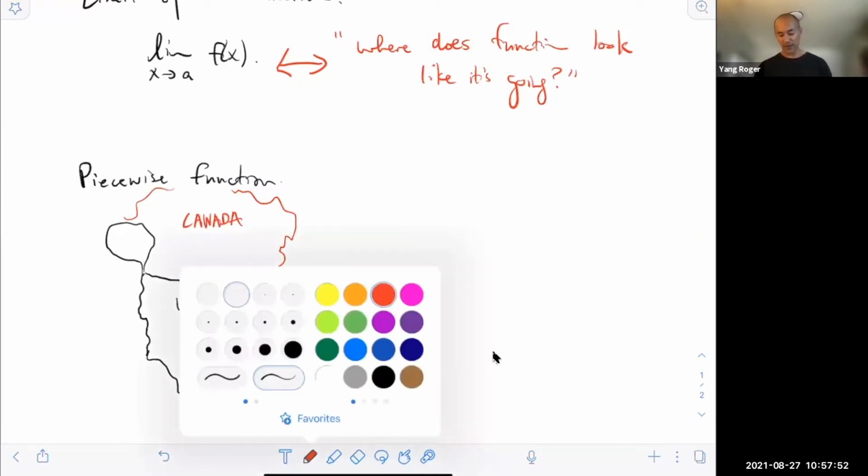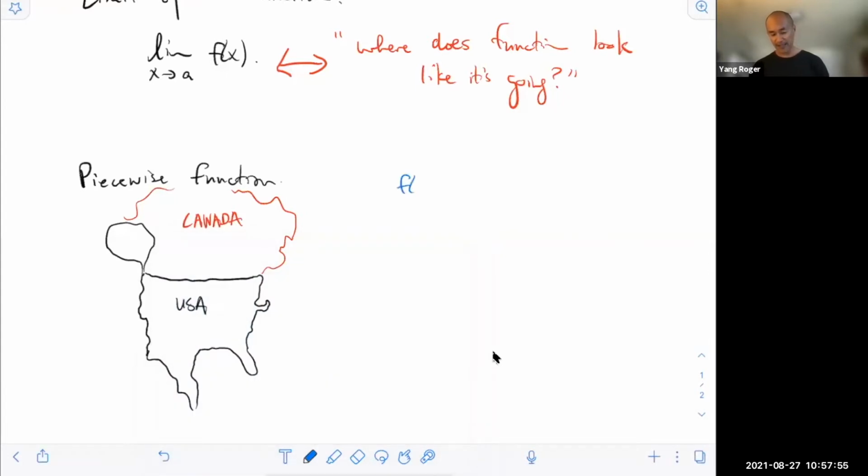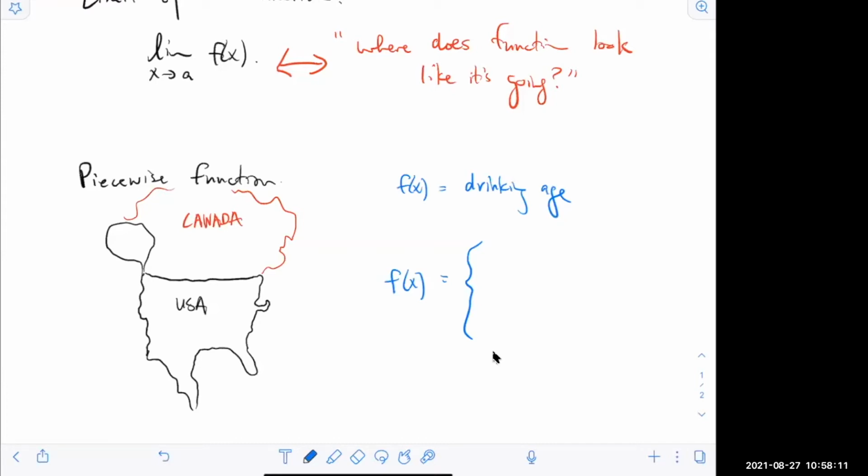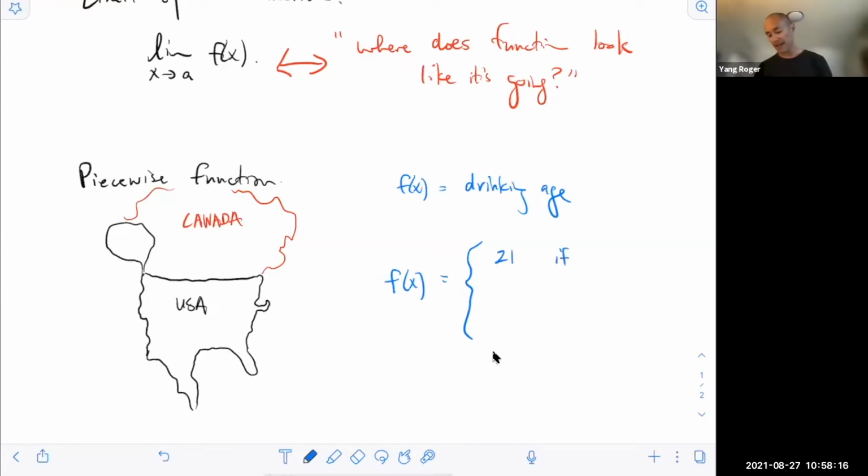So we're going to define a new function. Our function f of x, this is called drinking age. Does anyone know how old you have to be in the United States in order to drink alcohol legally? 21. So the output of the function is going to be 21 if x is inside the USA. That's the legal drinking age. Okay, 21 is right, Luis.